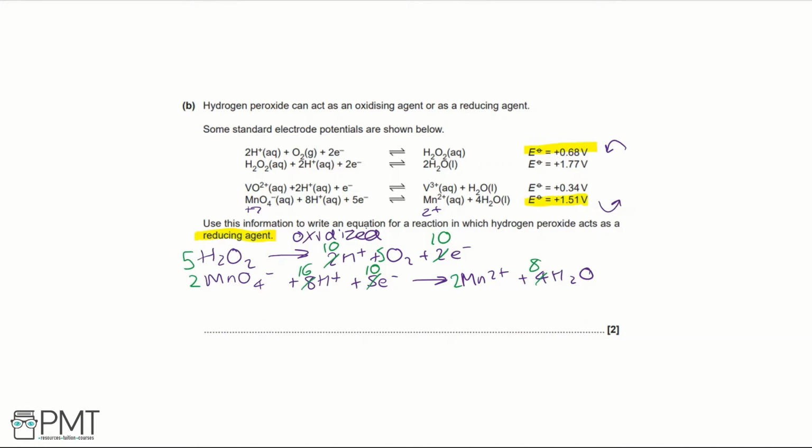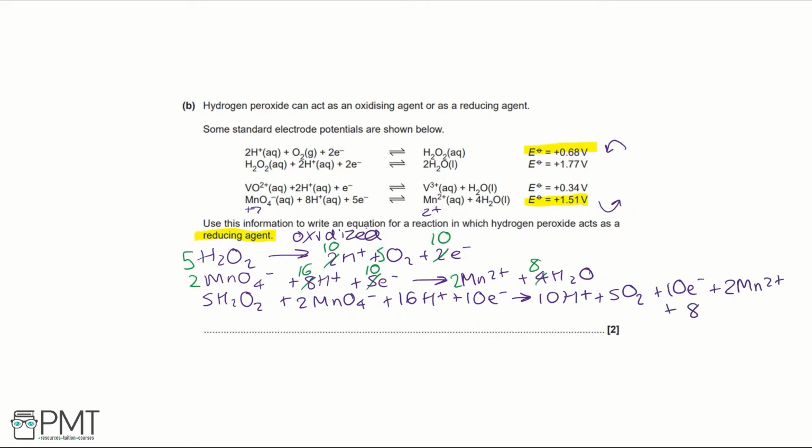So writing the overall equation, we would have 5 H2O2 plus 2 MnO4- plus 16 H+ plus 10 electrons goes to 10 H+ plus 5 O2 plus 10 electrons plus 2 Mn2+ plus 8 H2O. Next, we can cancel out some aspects of this equation. We can cancel out the electrons first, and then we can cancel out some of the H+. We can cancel out all of the 10 on the right hand side, and we can cancel out 10 on the left hand side, so we're left with 6 H+.